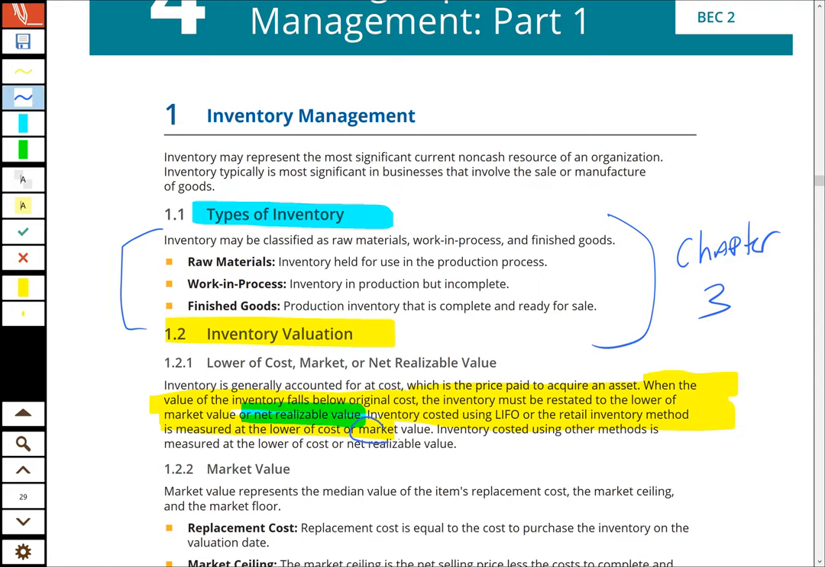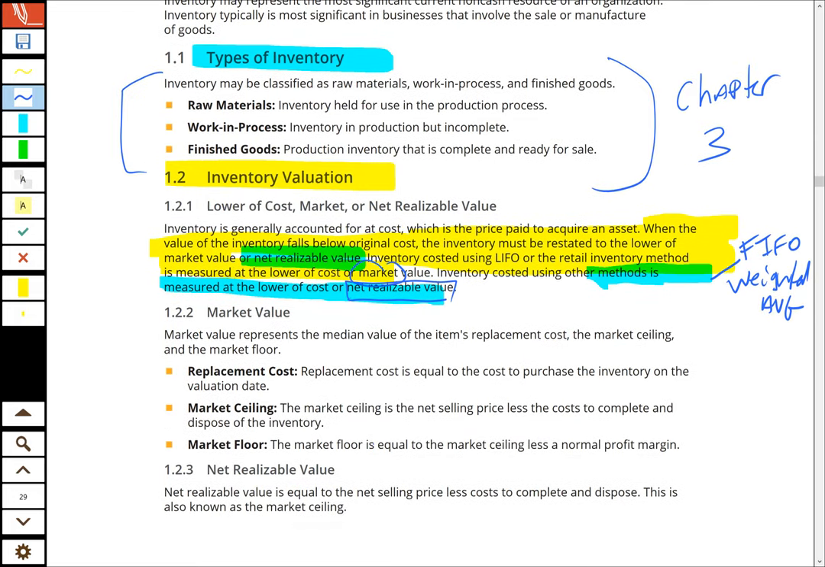If we are using any other method, and let's call a couple out, some of the common ones, FIFO, weighted average, okay? If we are using any other method, then we will measure it at the lower of cost or net realizable value. So we're always comparing against cost. We will either compare the cost to the market or the net realizable value. If the cost is lower, we're reporting the cost. If the market for LIFO and retail method is lower, we use the market. If the net realizable value is lower for any other method, FIFO, weighted average, we'll use the net realizable value.